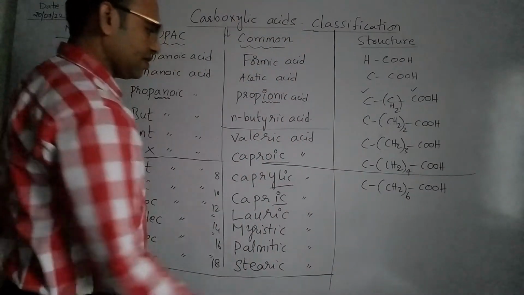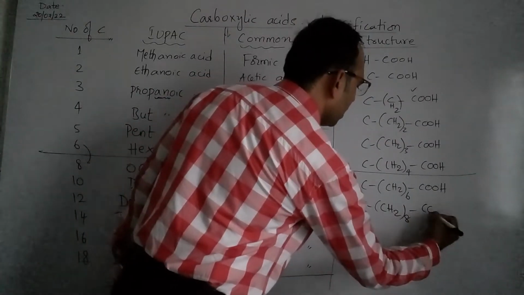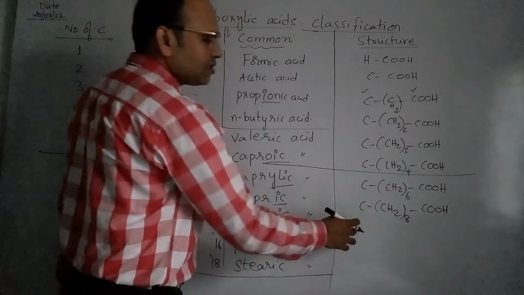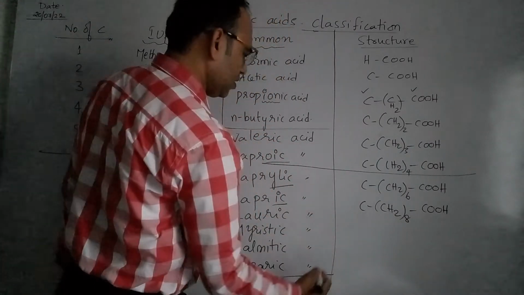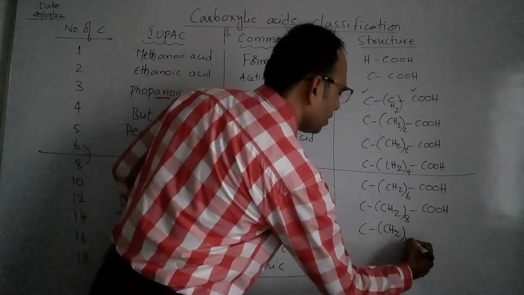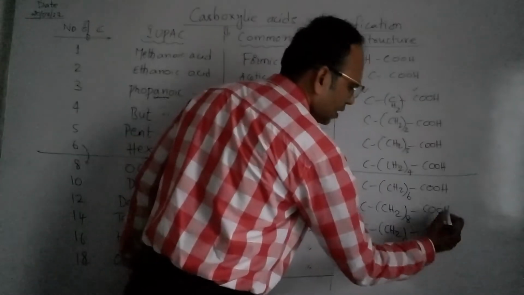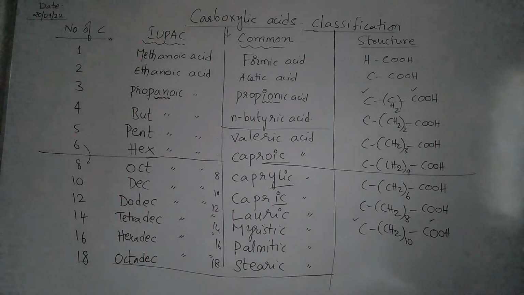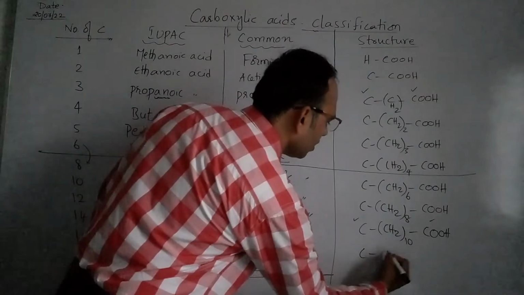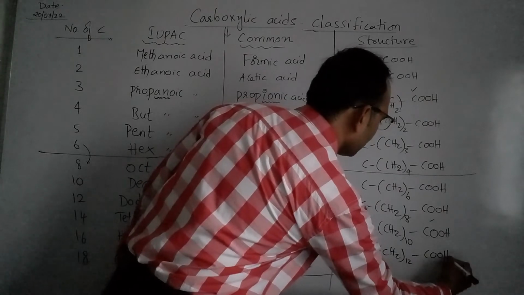So, mention the 6. Next structure is 8 COOH, because total number of carbons is 10, at the center 8 methylene groups. What is the next structure? Write carbon at the right, left, and COOH at the right. Then mention the methylene groups. Similarly, you can finish the structure of remaining monocarboxylic acids.